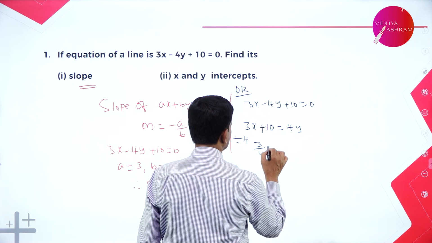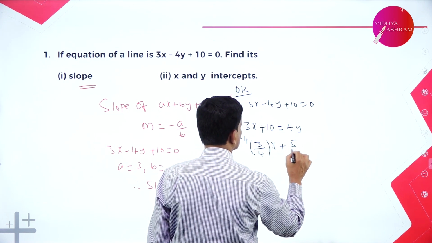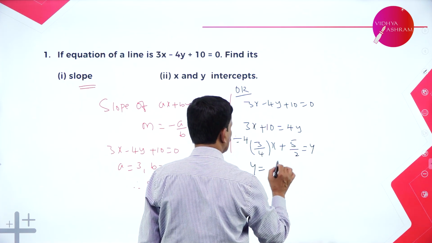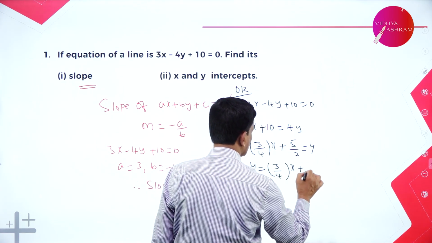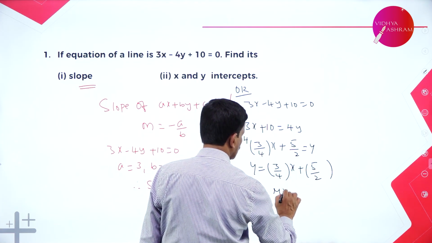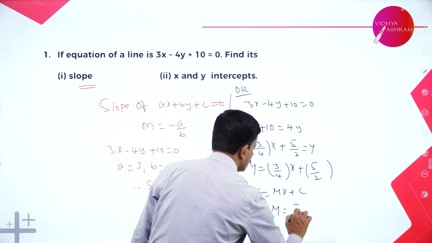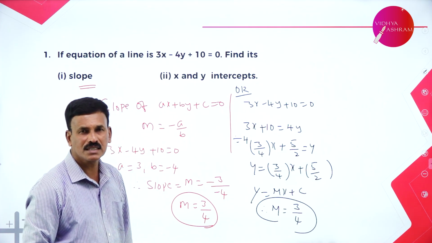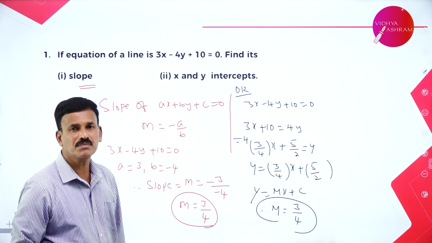If you divide by 4, what happens? 3 by 4 into x plus 10 by 4, and 10 by 4 is nothing but 5 by 2, is equal to y. So, this is nothing but y is equal to 3 by 4 times x plus 5 by 2. Comparing with y is equal to mx plus c, what is the slope? M is equal to 3 by 4. That's all. This is the slope. This is another method. The first was by the formula method, and this is by converting into slope intercept form.